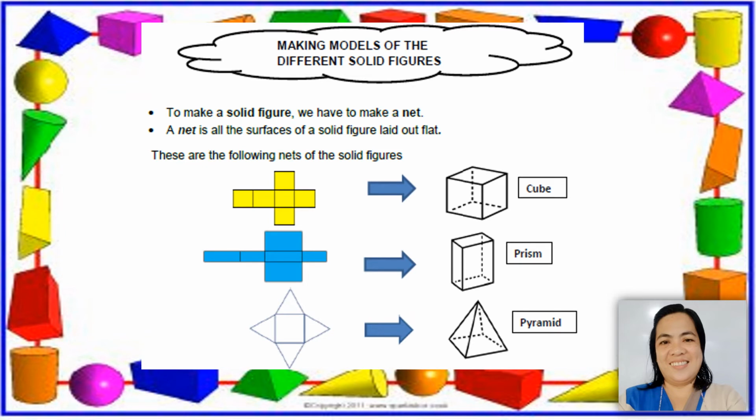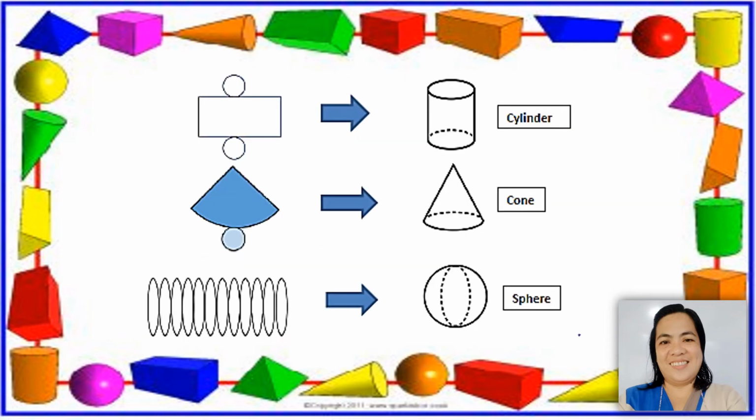Making models of the different solid figures. To make a solid figure, we have to make a net. A net is all the surfaces of a solid figure laid out flat. These are the following nets of the solid figure. Try to look at the illustration for the net of a cube, prism, and pyramid. Try to look also at the nets of a cylinder, cone, and sphere.